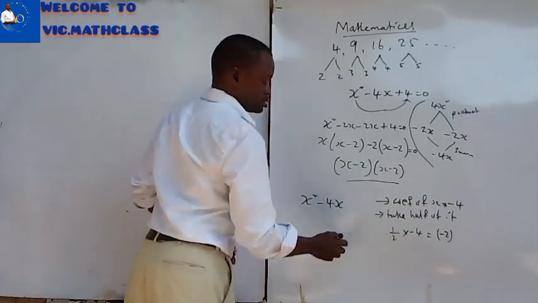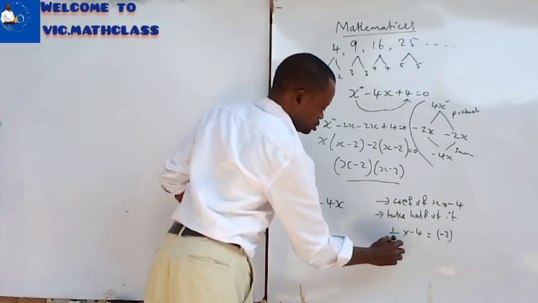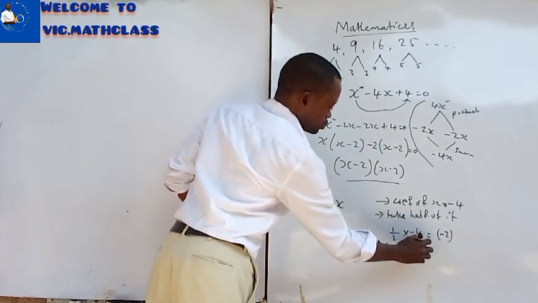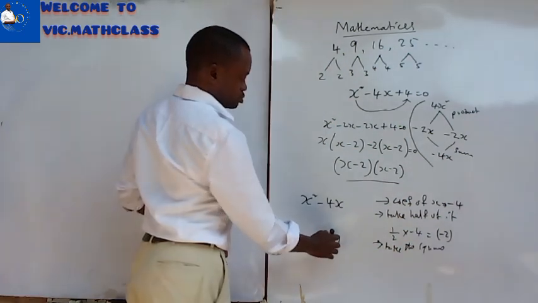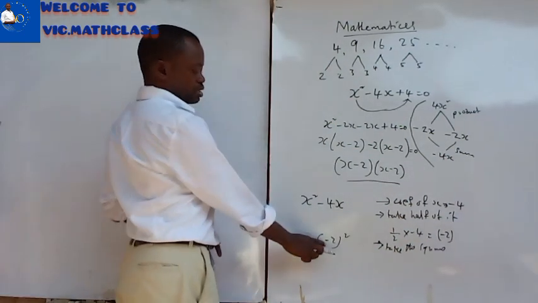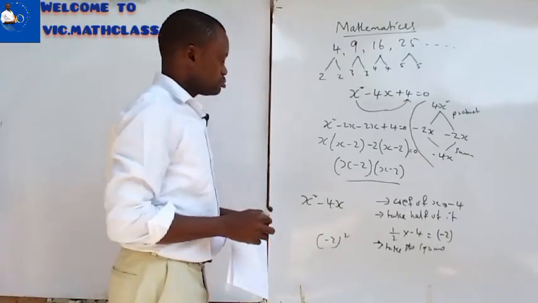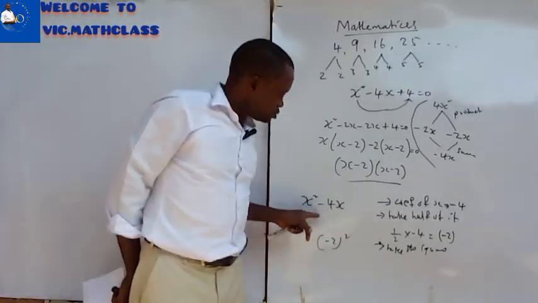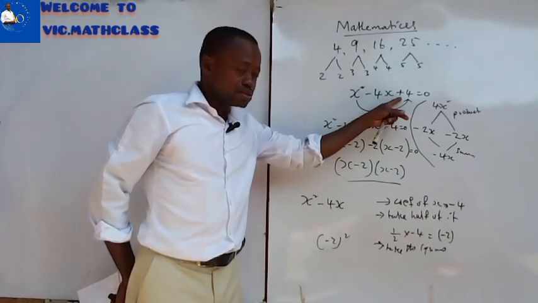Then the last step is square it. Take the square. If we take the square, we're just going to have minus 2 all squared. Do you realize that minus 2 all squared is just going to give us 4? So, what must be added to this expression to make it a perfect square?